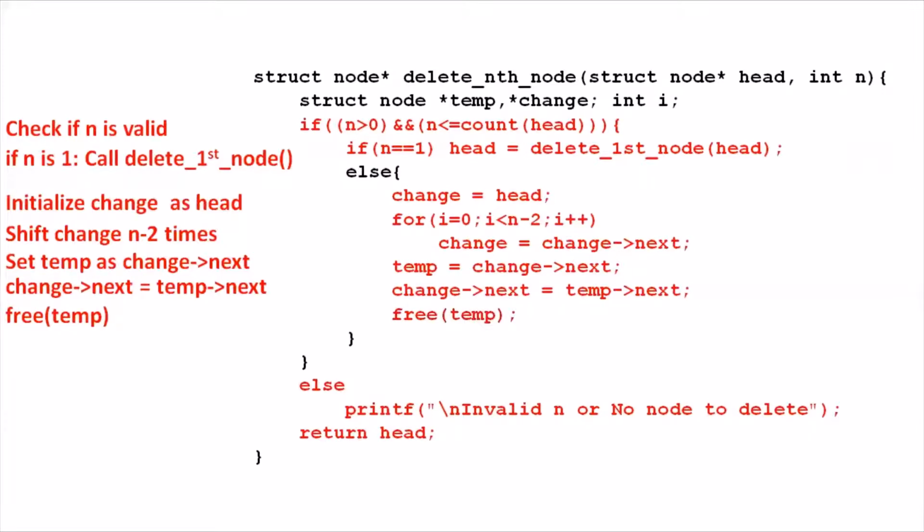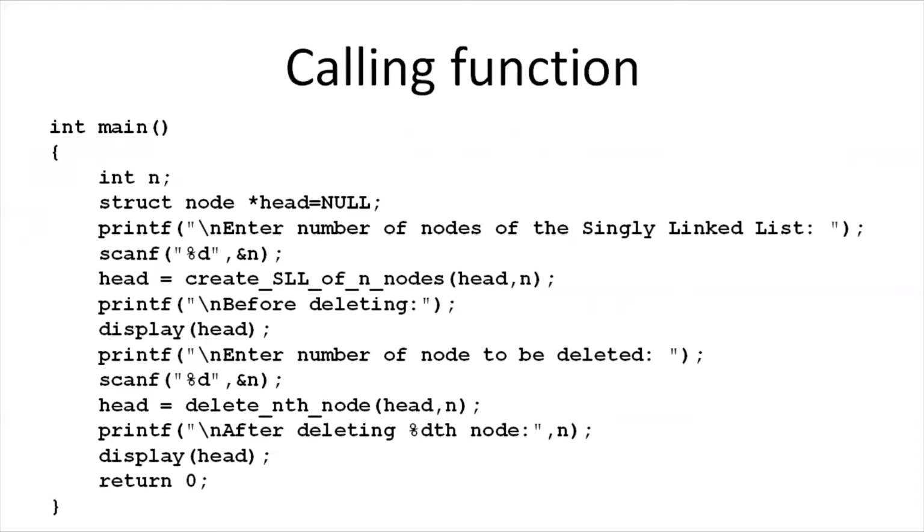In order to execute this function, we have to call this function from the main function. So in this case, we have first created a single linked list comprising of n nodes where n is provided as input from the user. After it has been created, we display the content of the linked list before deleting the nth node. Next, we take the value of n as input from the user, where n is going to be the number of the node which has to be deleted. We call the function delete nth node, and then we display the content of the entire list.